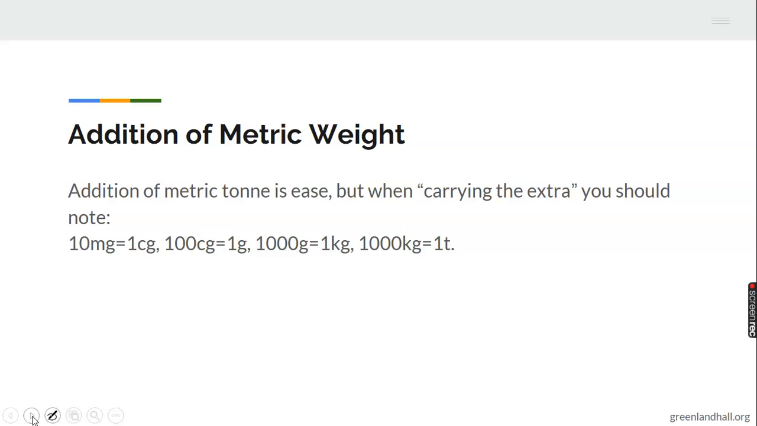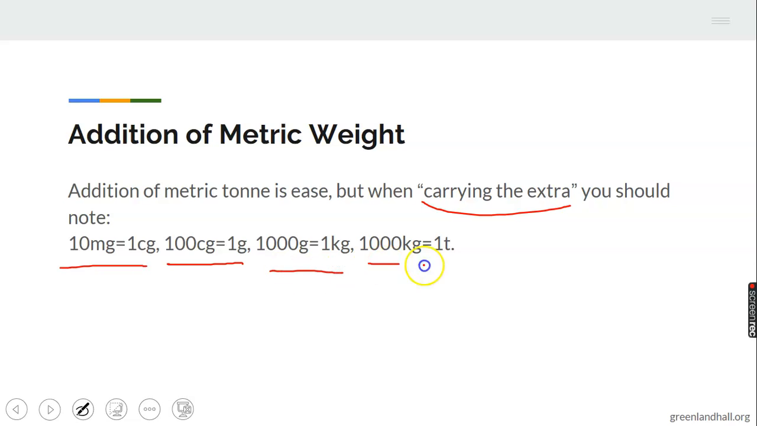When you are adding metric weights, it is very easy. But this is what you should know, that in carrying the extra, you should note the conversion units. 10 milligrams give us 1 centigram. 100 centigrams give us 1 gram. 1,000 grams give us 1 kilogram. 1,000 kilograms give us 1 ton. We saw that in the other slide. So when we are doing addition, this should be at the back of our mind. It is very important because it helps us calculate, and when we are doing conversion, it gives us a better picture of what we are doing, and we are sure that we are in line.